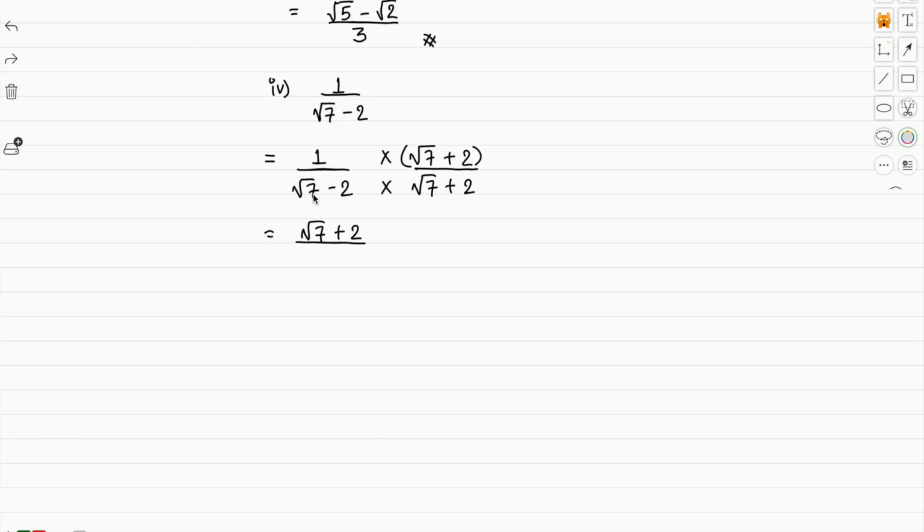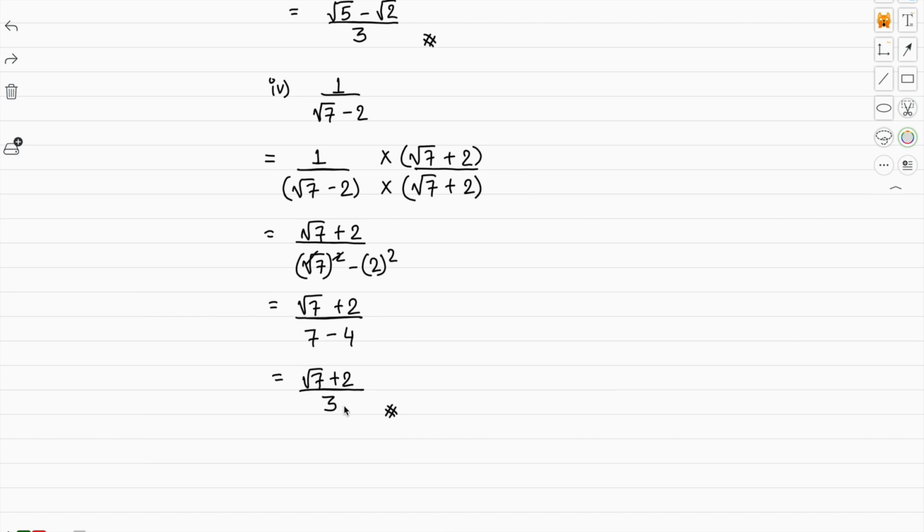And in the denominator, we have a plus b, a minus b. This is again going to be a square minus b square, which is going to be root 7 whole square, which is our a square, minus our b square, 2 square. So we have root 7 plus 2 divided by, again we can cut this square and square root, and we would get 7 over here, minus 2 square is 4. So we have root 7 plus 2 divided by 7 minus 4, which is 3. And done. Again, our denominator is rationalized because 3 is a rational number.